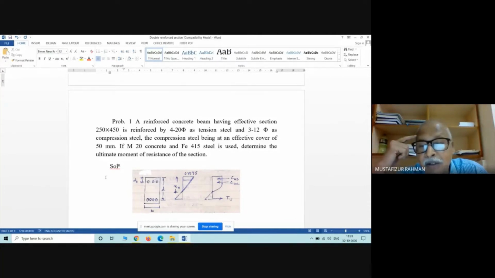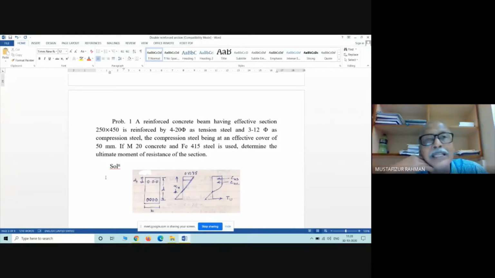So see in the sketch. The sketch is just a schematic sketch. Here D is given, where D is the centroid of the tension steel. And DC is given, the effective depth of compression steel. In our singly reinforced section, this did not arise. So this is given as 50 millimeter.